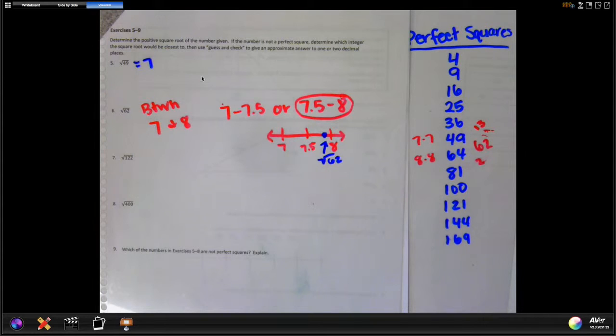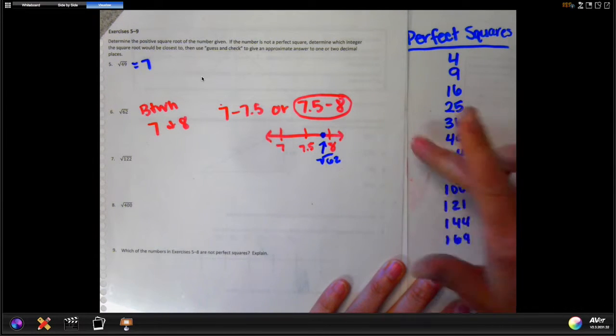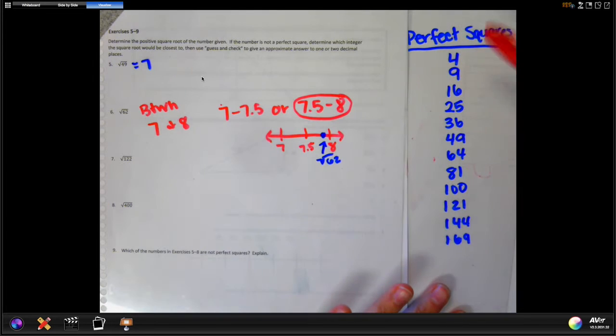Okay, let's do one more example just to make sure we know what's going on. Okay, square root of 122. What is the square root of 122? Without a calculator, that is a little bit difficult to determine. So we look at our list of perfect squares again. Where is 122 going to fall? Between what two integers is that going to fall? So let's take a look.